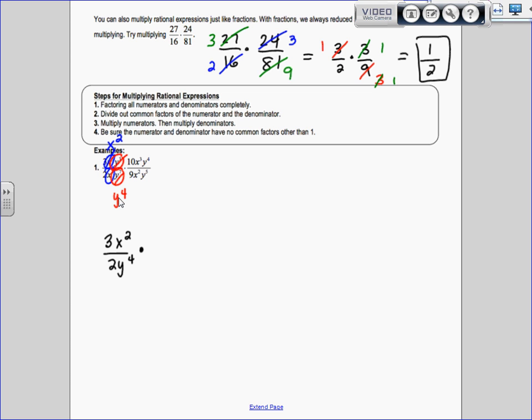Okay, then let's reduce out the second fraction. So I have x cubed and I have x squared. Right, those reduce out, and I'm left with an x on top. And then y to the 4th and y to the 5th reduce out, and I'm left with a y on the bottom. So I have 10x over 9y.